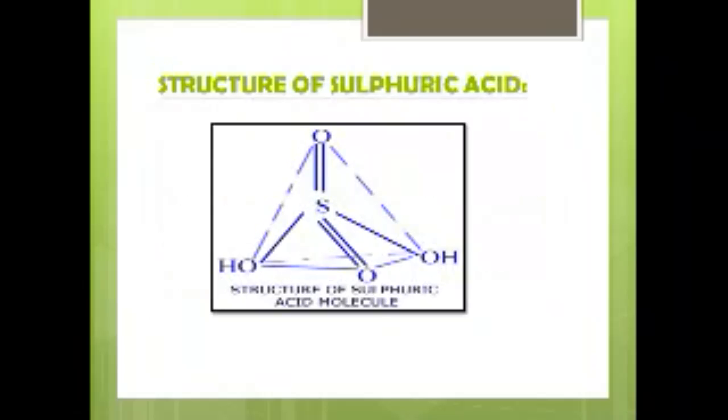Then there is the structure of sulfuric acid. Its geometry is tetrahedral and the angle is 109.5 degrees.